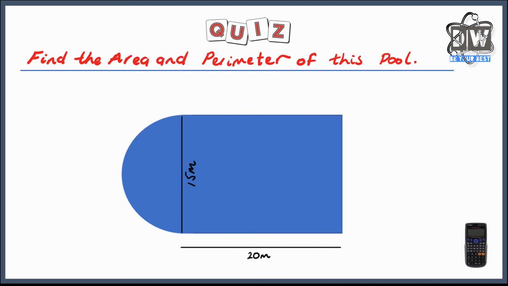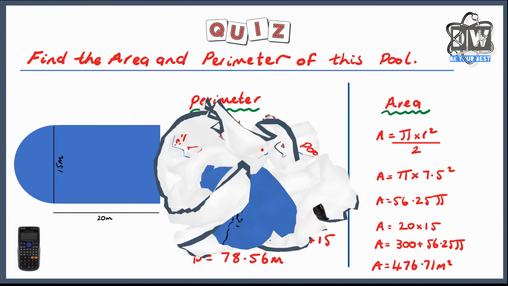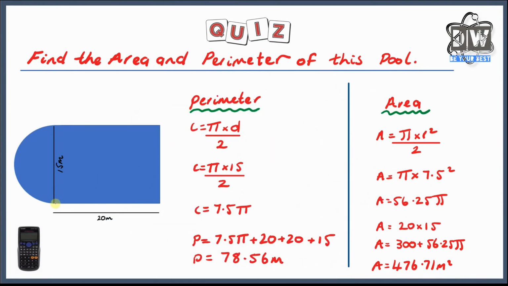Okay, so here is our answers now, and we'll go through it. So the perimeter, we had to find out this bit here for a start, didn't we? Yeah, and that was circumference equals pi times d divided by 2. So that worked out to be circumference equals 7.5 pi. So that gave us this distance here. But we then had to add on 20, 15, and 20. And we can see that there. Yeah. So our perimeter equaled 78.56 meters.